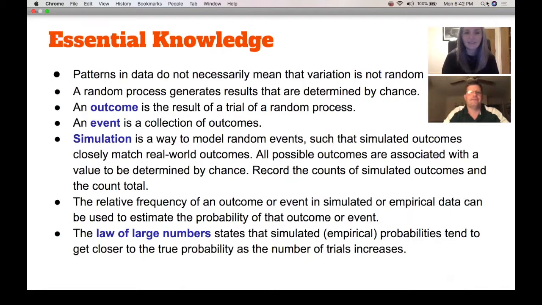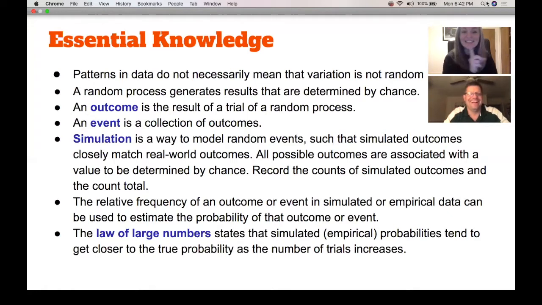Right. Absolutely. A random chance process generates results that are determined by chance. So, if I do something, anything can happen. Oh, yeah, that makes sense. Yeah, like you're getting the Mr. Bobby-ized version. An outcome is the result of a trial of a random process. So whatever happens, that's the outcome.